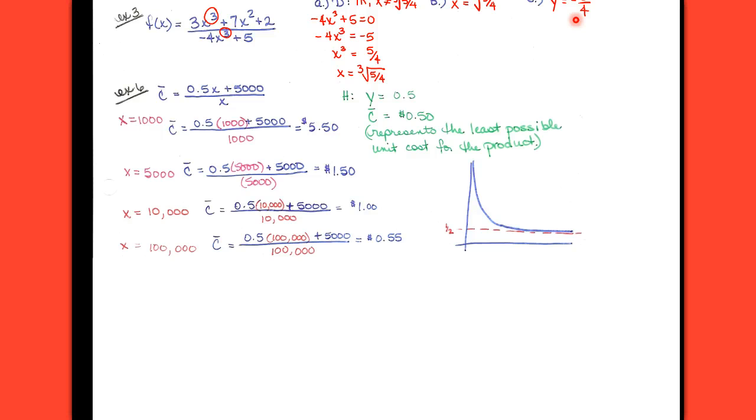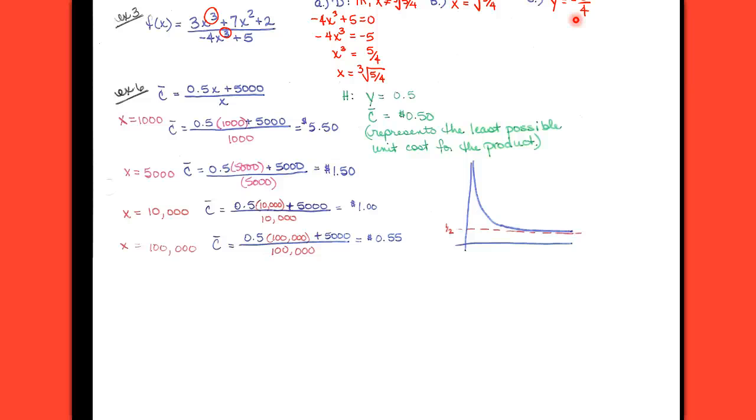For example 6, it says a business has a cost function of C equals 0.5x plus 5,000, where the cost is measured in dollars and X is the number of units produced. So if I wanted to find the average cost per unit, I would just take the total cost and divide it by the number of units produced, right?